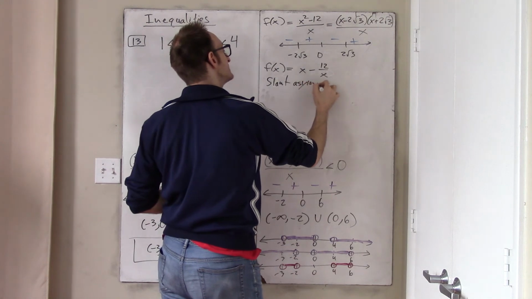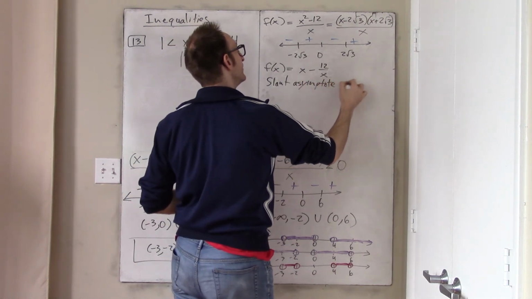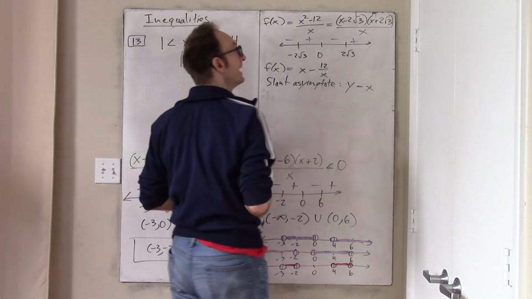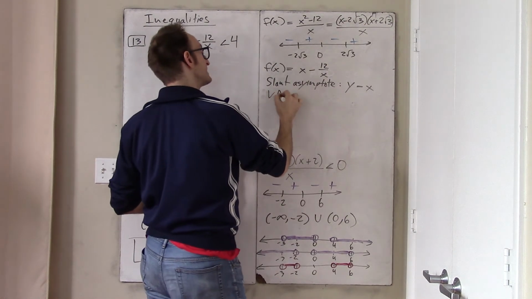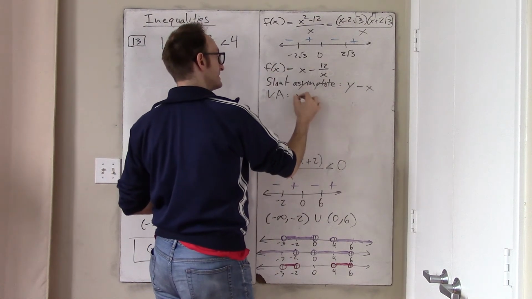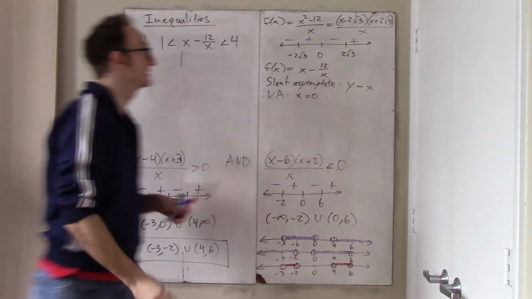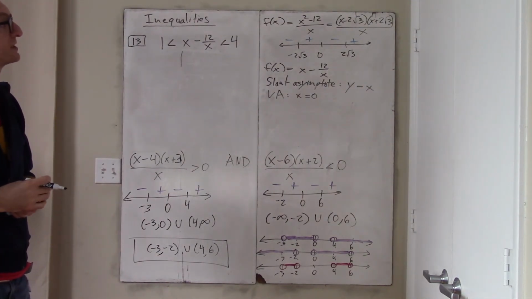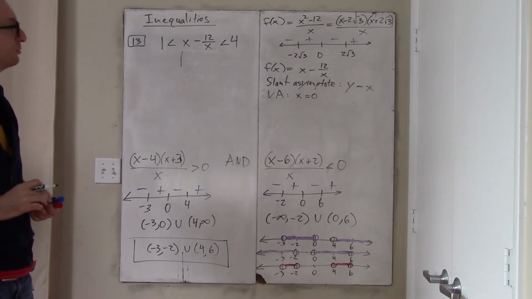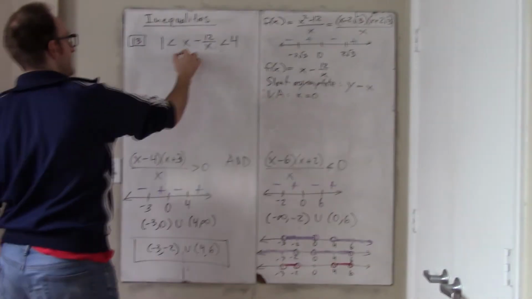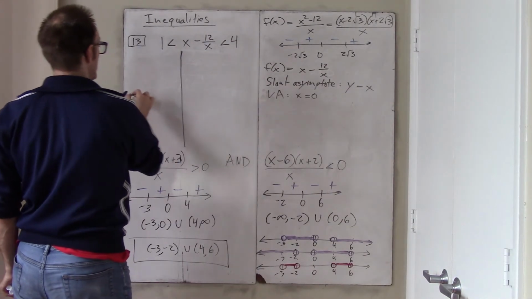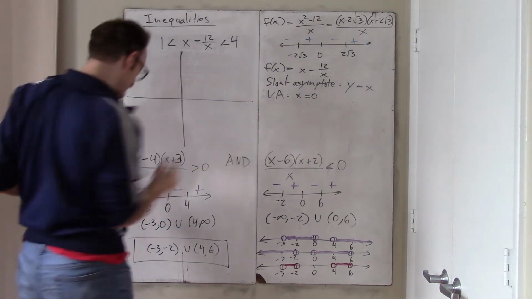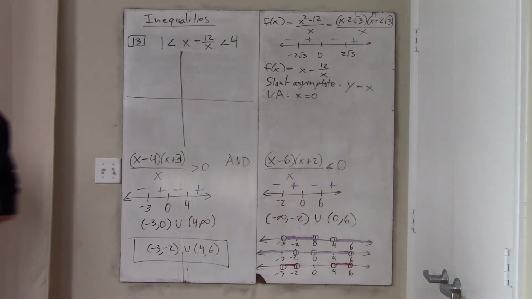Slant asymptote of y equals x, and there is a vertical asymptote at x equals 0, because the function becomes infinite there. So, is there anything else I need to know? I don't think so. Roots, boom, boom, boom. So now we'll just make a little picture of this whole thing.